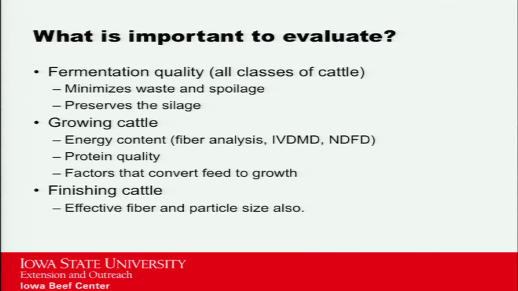So what's important to evaluate, just to summarize? Fermentation quality is important for all classes of cattle. For growing cattle, we're looking at energy content, maybe estimated from fiber or from in vitro digestibility, also protein quality and other factors that contribute to feed efficiency. For finishing cattle, we also need to look at particle size and its effectiveness.